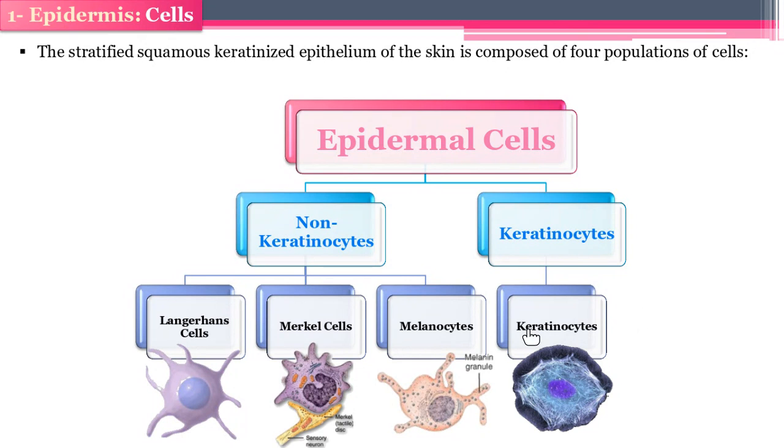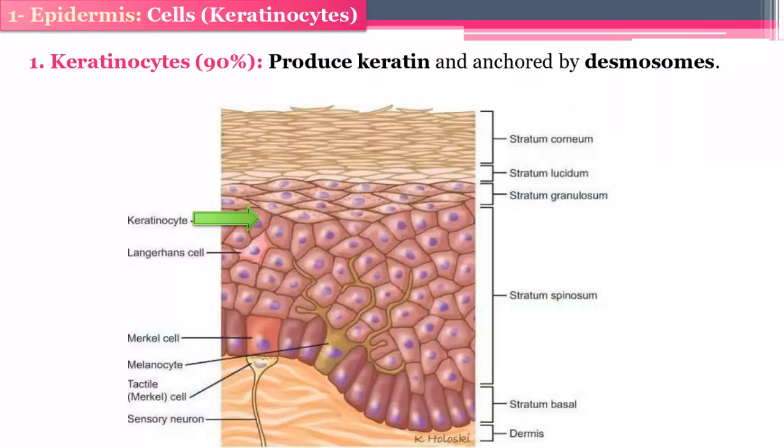They are the keratinocytes. Other than the keratinocytes, we have 3 non-keratinocytes, that is the Langerhans cells, Merkel cell, and melanocytes. So you should know the types of cells present in the epidermis: keratinocytes and non-keratinocytes, and under non-keratinocytes only 3 cells are there. That is the Langerhans cells, Merkel cell, and melanocyte. I hope this is clear. So let us go to the next slide.